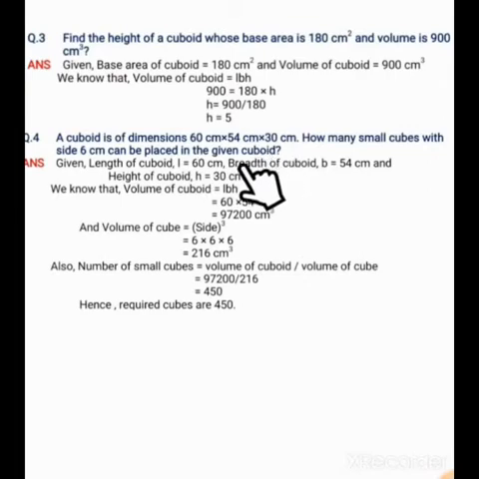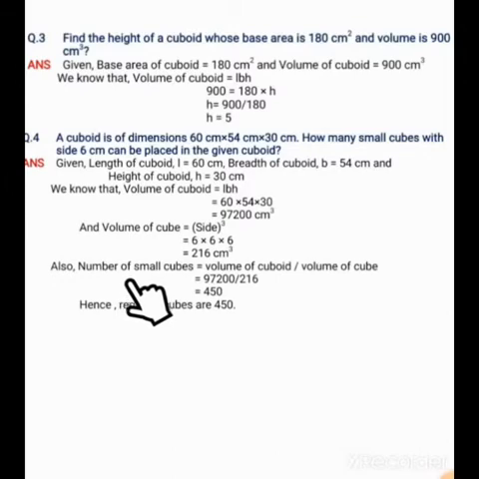First of all, we have to find the volume of the cuboid, L B H. Put in the values. What is the answer? 97,200 centimeter cube. Now, how many small cubes can we place in that cuboid? So the volume of a cube is side cube, so 6 multiply 6 multiply 6, that is 216 centimeter cube.